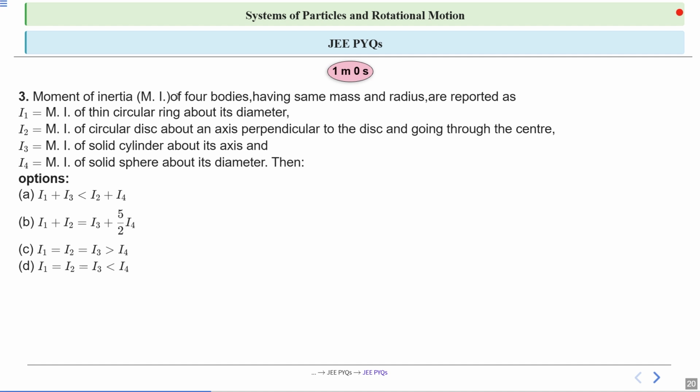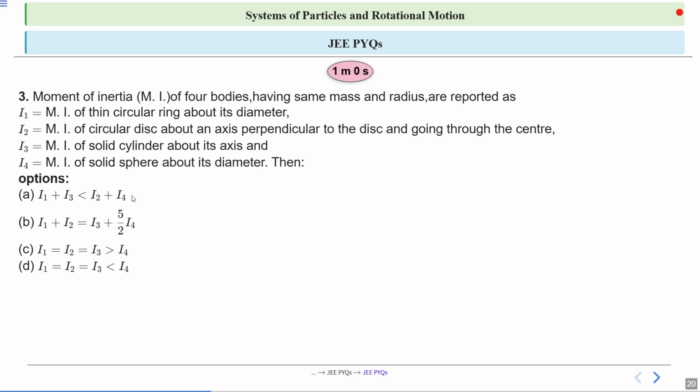The moments of inertia of four bodies having the same mass and radius are reported as follows. I1 is the moment of inertia of a thin circular ring about its diameter. I2 is the moment of inertia of a circular disc about an axis perpendicular to the disc and going through the center. I3 is the moment of inertia of a solid cylinder about its axis, and I4 is the moment of inertia of a solid sphere about its diameter.